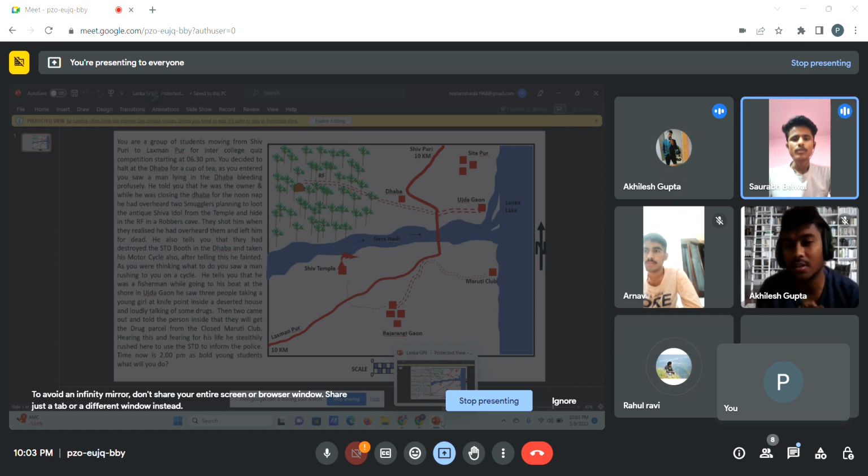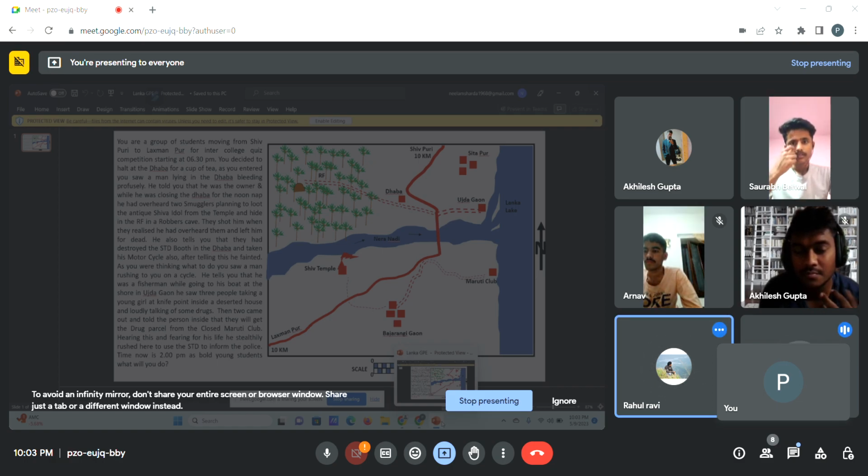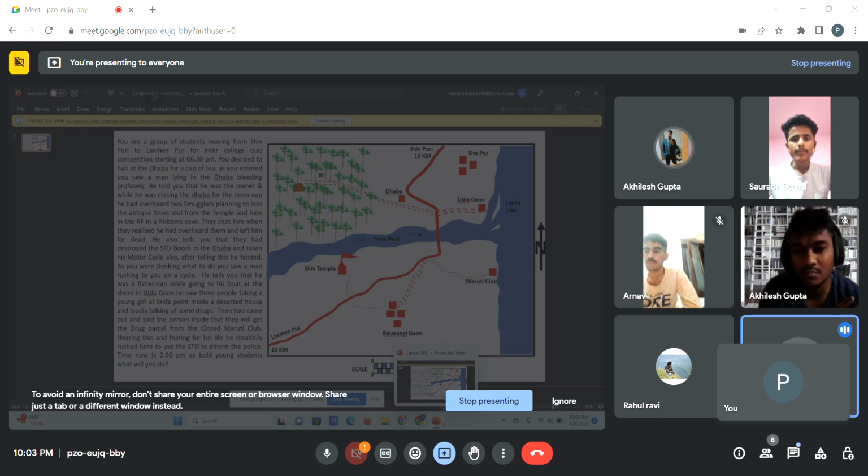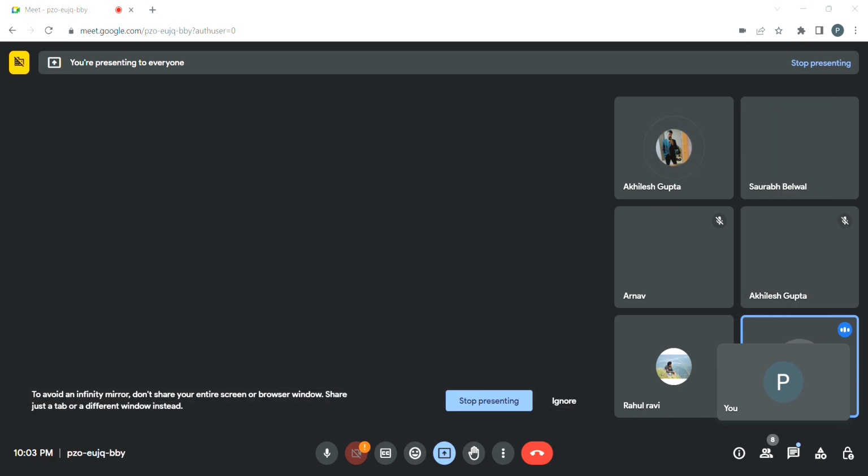And second, they can also inform the police about the theft that is going to happen in the nearby Shiva temple. Yes, okay. Let's take two people with the bleeding person to Shivpuri and admit him. And later on, they also inform the police about the theft.